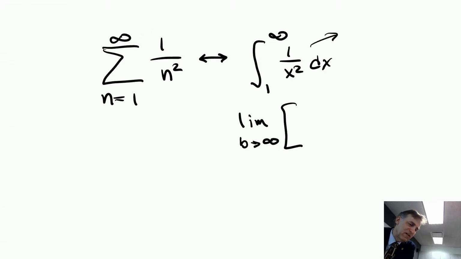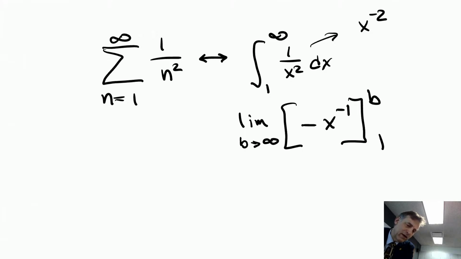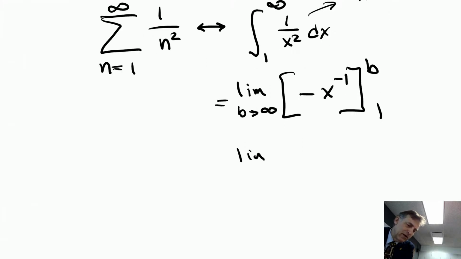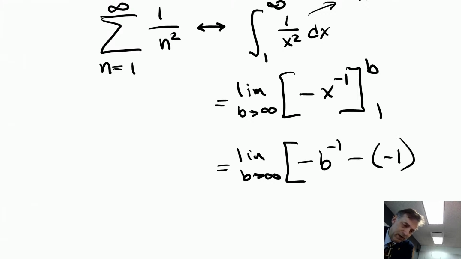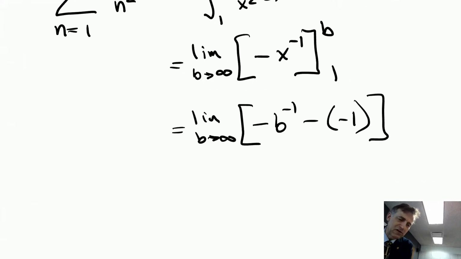Ethan might have done it like this, or maybe just did it in his head, but 1 over x squared is x to the negative 2, so indeed, you do get negative x to the negative first, and this goes up to b, and it starts at 1. So give me a sec here. I know you probably aren't going to write all of this, because I was in your seat 39 years ago or so, and I didn't like writing all of this. Negative b to the negative first minus negative 1. There, we do that. Okay, now let's just finish this up.